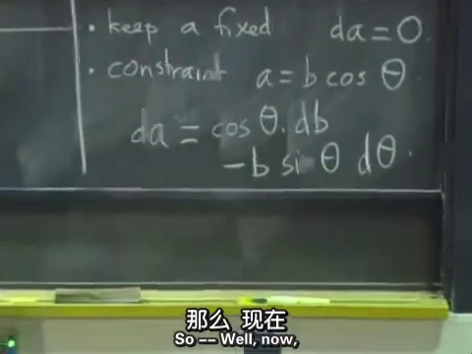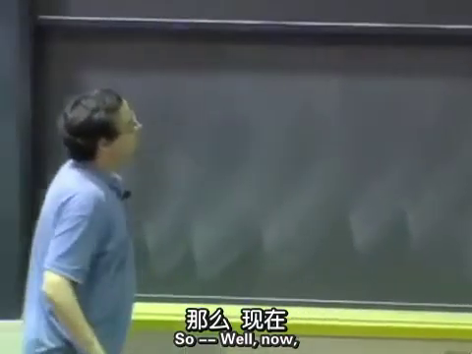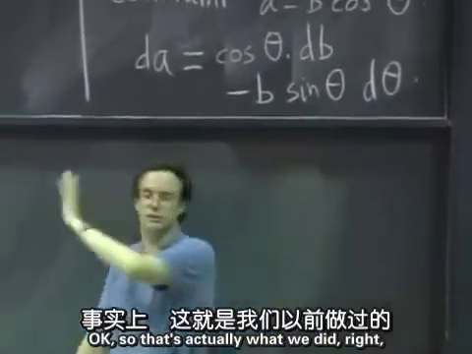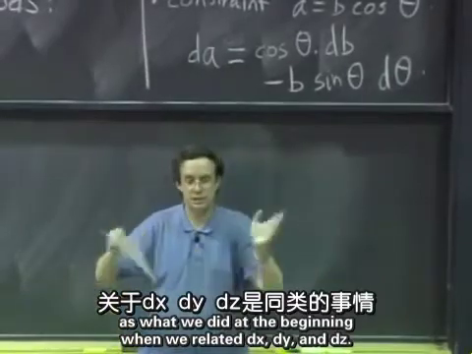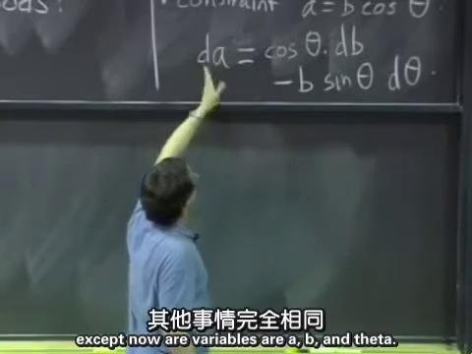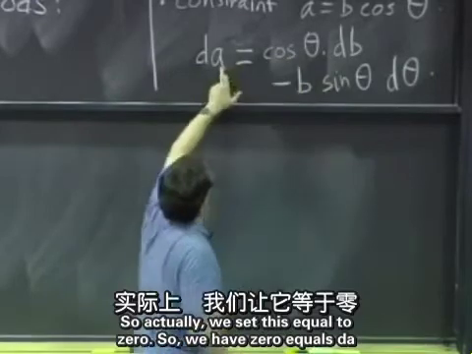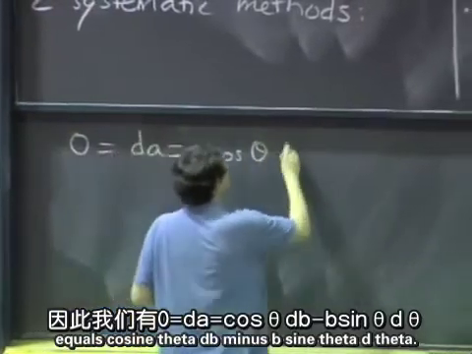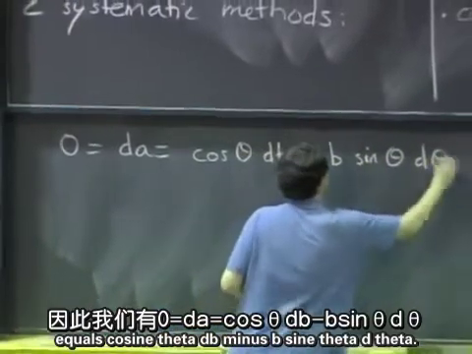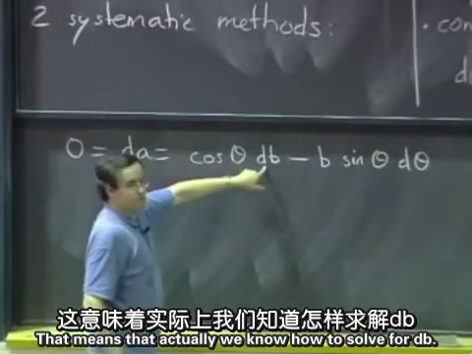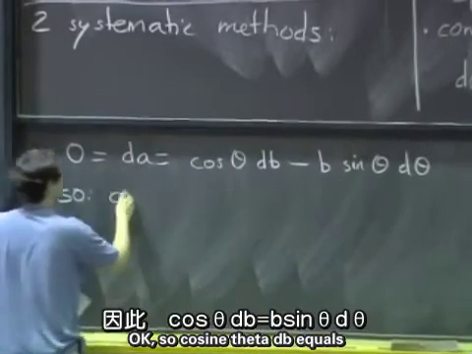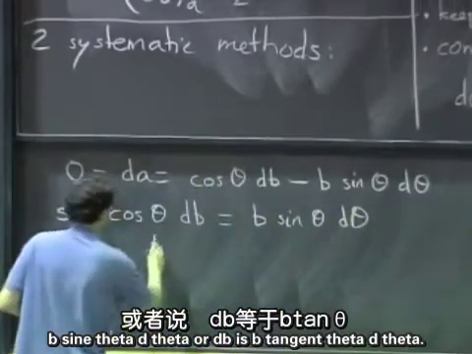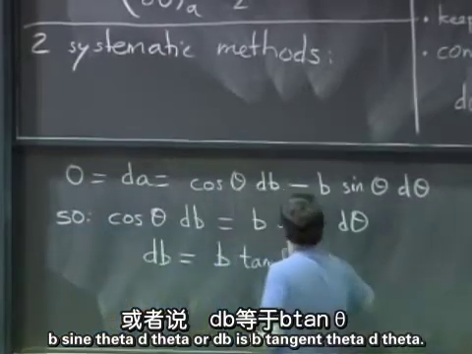So now we have a constraint that's relating dA, dB, and d theta. That's the same sort of thing as what we did at the beginning when we related dx, dy, and dz. That's really the same thing, except now our variables are A, B, and theta. Now we know that also we're keeping A fixed, so actually we set this equal to 0. So we have 0 equals dA equals cosine theta dB minus B sine theta d theta. That means that actually we know how to solve for dB. So cosine theta dB equals B sine theta d theta, or dB is B tangent theta d theta.